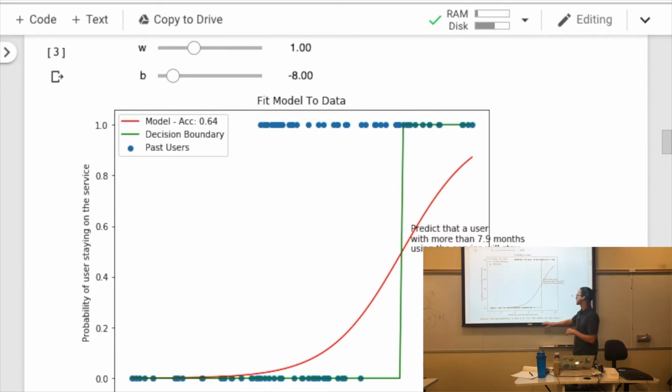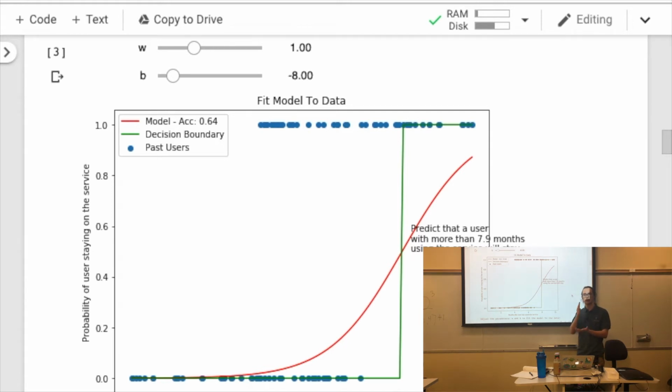But see what this is saying right now. With this W and B, these were just chosen arbitrarily, but with that combination of W and B, we're saying, and this text shows, we're predicting that a user with more than 7.9 months using the service will stay. So the red line is the probability, that's the model we're trying to fit. And then the green line is a function of our red line. The green line intersects the red line at 0.5.